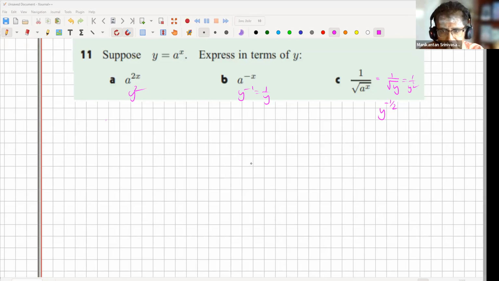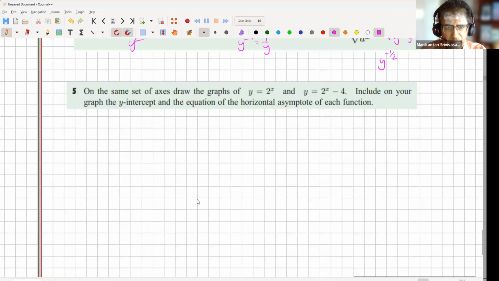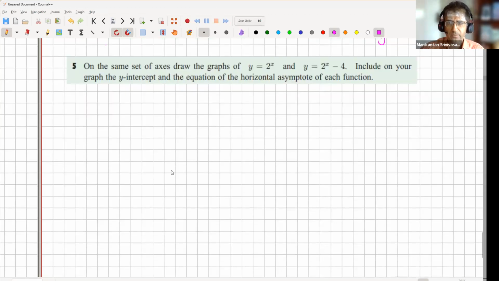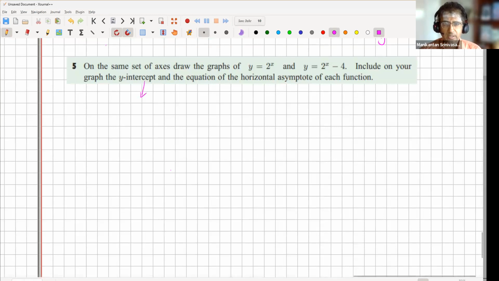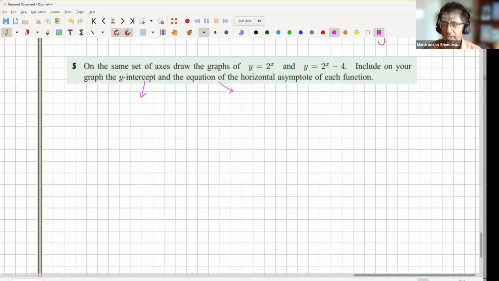Exercise 3b. Okay, can we do question 5 on the same set of graph paper? It's a graphing question, so you all can work it out, and then tell me the y-intercept and the equation of the horizontal asymptote of each function. All of you understand asymptote, right? Anyone? Ahana, you're okay with asymptote?